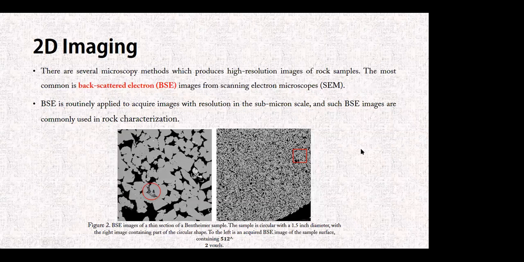Okay, and then we come to two-dimensional imaging. So in 2D imaging, there are several microscopy methods which produce high-resolution images of rock samples. The most common is the backscattered electron, or BSE, image from scanning electron microscopes, or SEM. BSE is routinely applied to acquire images with resolution in the sub-micron scale, and such BSE images are commonly used in rock characterization.